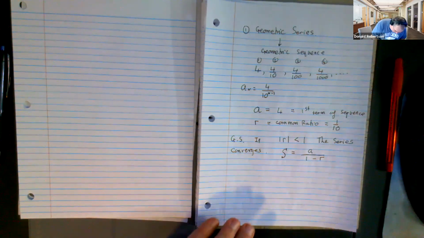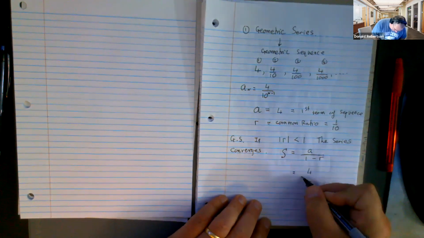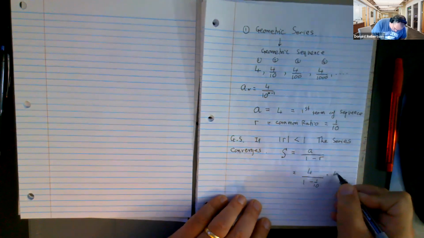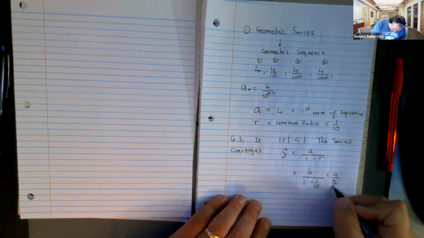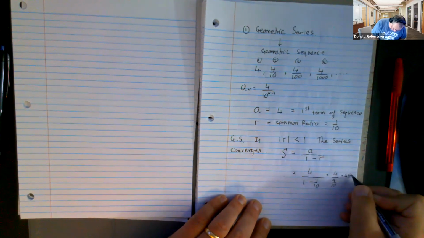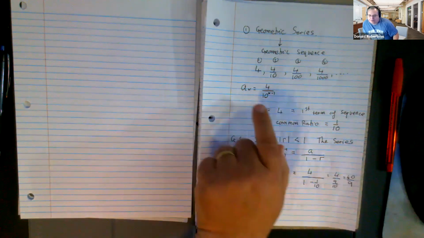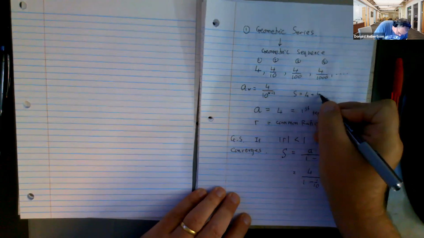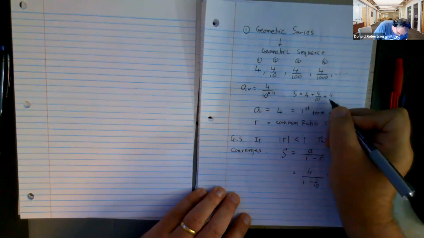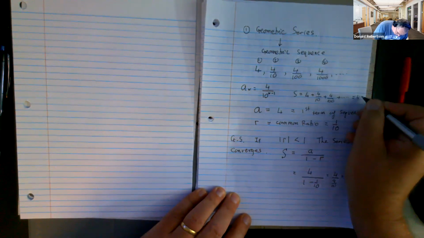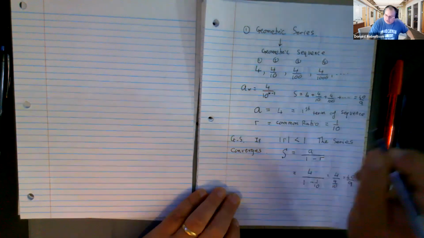Now, in this question, A is 4, and the common ratio is 1/10. So that's 4 over 9/10, which becomes 40 over 9. So this particular series, what you get if you add up all those terms together forever is equal to 40/9. Well, let's try and prove it to you.